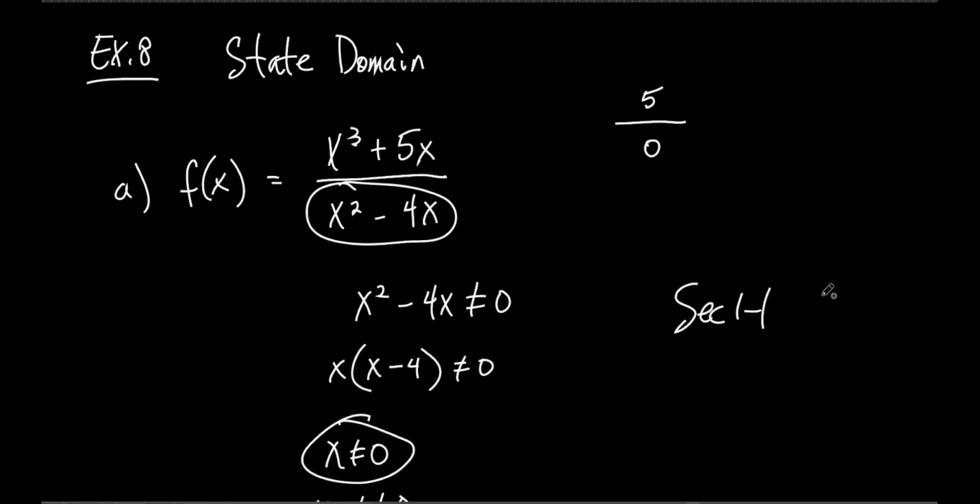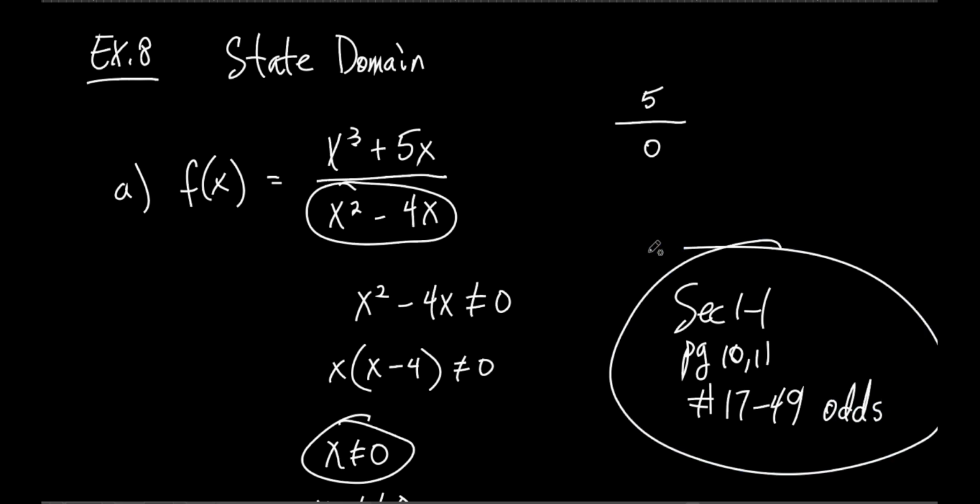Here's your homework. Section 1.1. That's on pages 10 and 11. You're doing 17 to 49 odds, just the odds. That looks like a lot, but when it's just the odds, it's not that many. Okay, there it is right there. That's your homework. Everybody good? All right. I'll keep it up there.